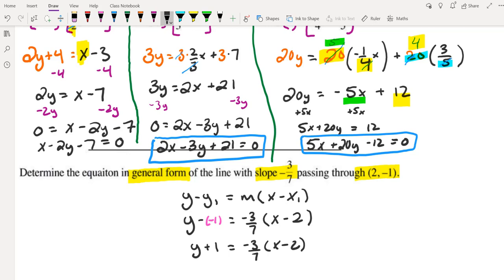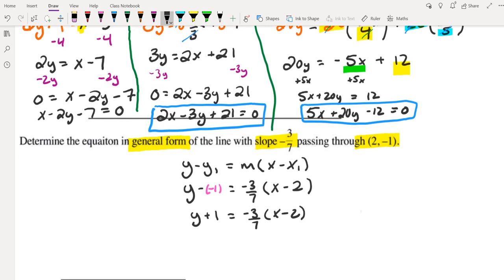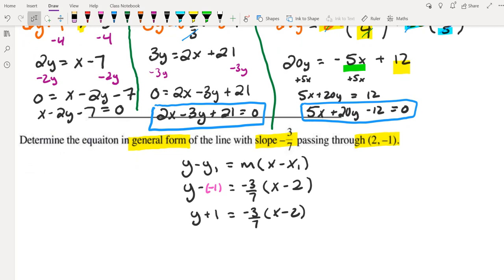However, the question is asking for it in general form. So in order to do that, we need to get rid of the denominator and move everything over to one side. On the denominator, we have a 7. So we're going to multiply both sides by 7.